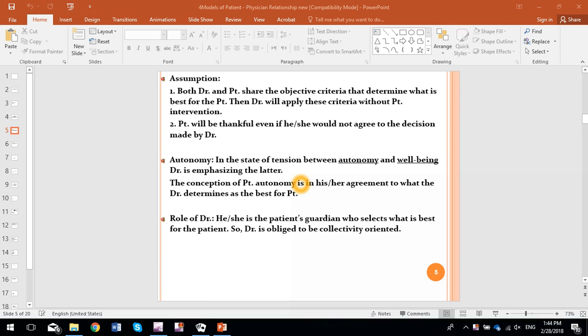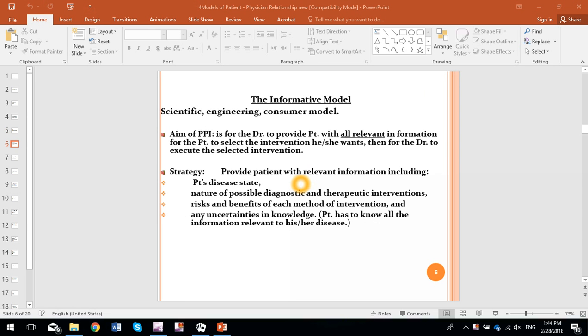In this case, the physician is obliged to be collectivity oriented, which means that he is putting the patient interest in front of his or her own interest. This is what's called the paternal model.